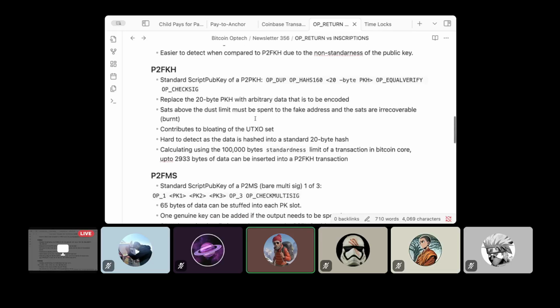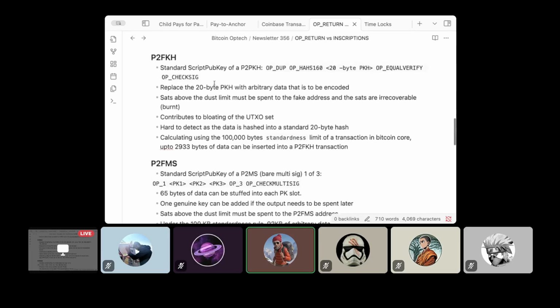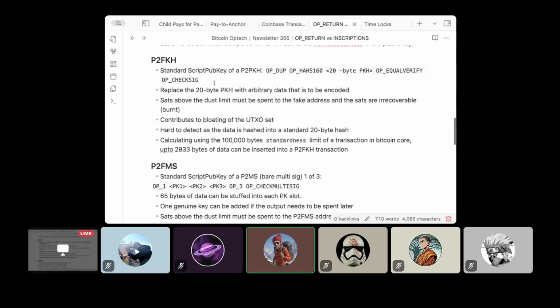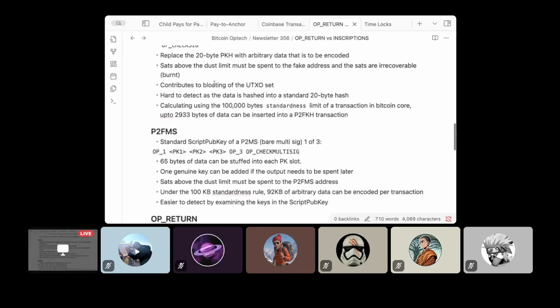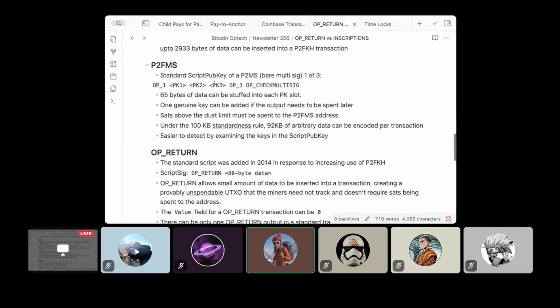So this method has been the most popular method, and many protocols or many data storing services have exploited this in the past, but because of their costly nature and the need to spend some sats, they have fallen out of fashion these days.